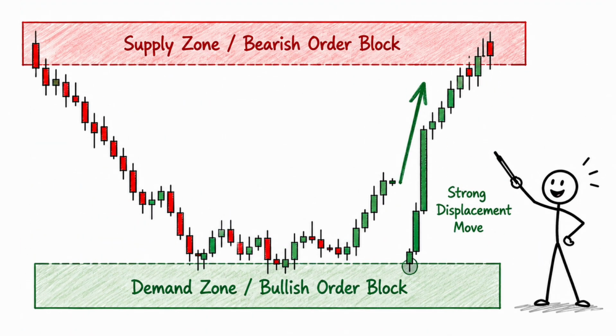19. Supply and demand. Order blocks. Now we're getting into modern price action concepts. Supply and demand zones attempt to identify areas where strong buying or selling previously influenced price. In smart money concepts, traders often use the term order block for specific price structures associated with strong displacement.